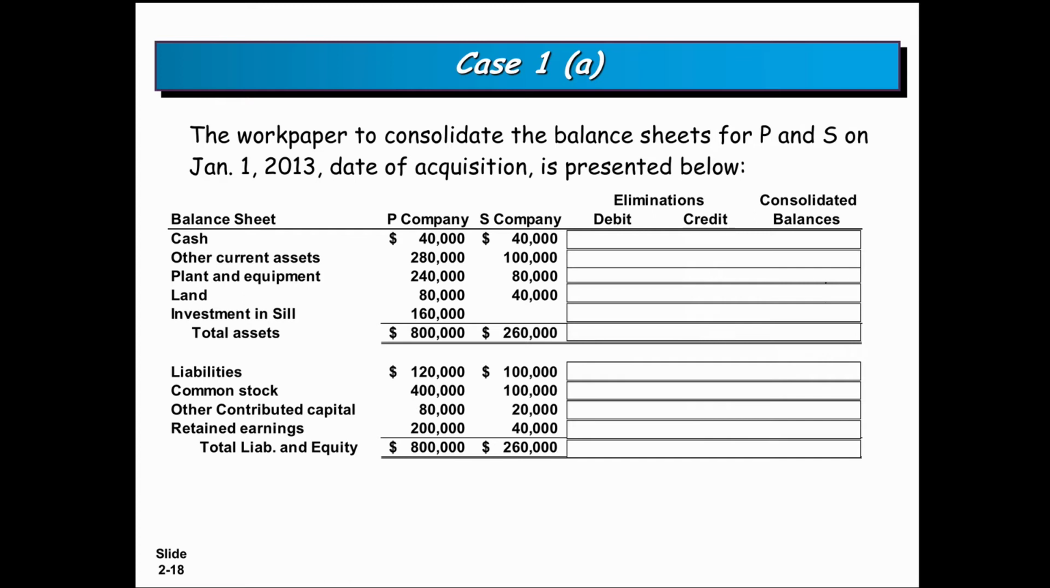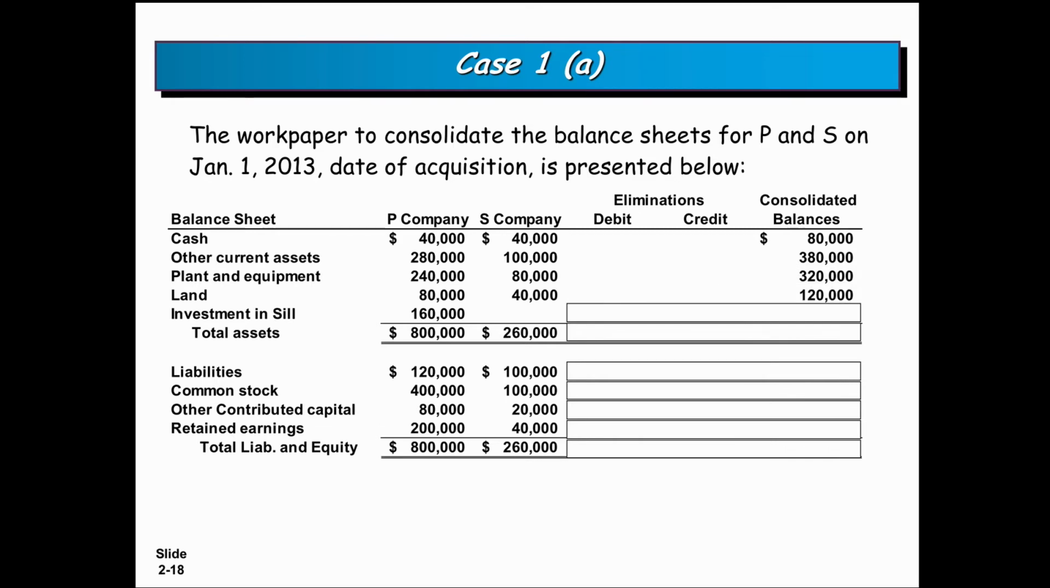As you remember, we said for the assets here, we add up the subsidiary plus the parent. For the liabilities, we do the same, but for the equity side, we put only the parent company. So for cash, we add up the two amounts, we get 80,000. Other current assets, 380,000. Plant and equipment, 320,000. Land, 120,000. But now we need to close the investment in subsidiary company.